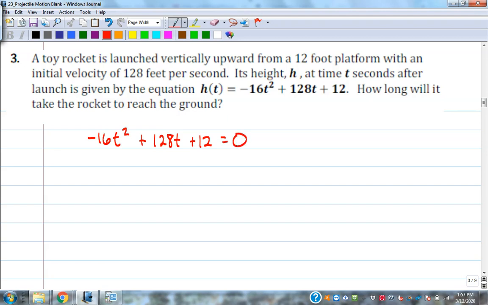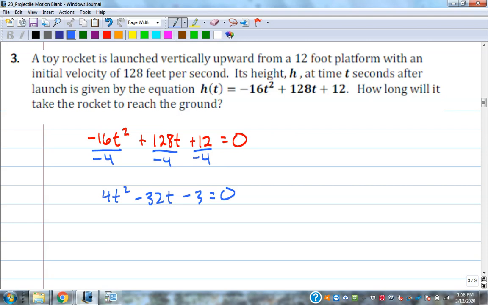I'm looking at that and I see 16, 128, and 12. We know all of those are divisible by... 16 doesn't go into 12. 4 goes into 16. 4 goes into 128. How many times? 32 times. So I'm going to divide everybody by -4 just to get rid of that negative in the front. And that'll give me 4t squared minus 32t minus 3. That just makes my numbers smaller. I don't have to do that to work this problem, but it just makes my numbers a lot smaller and makes it easier to work out.